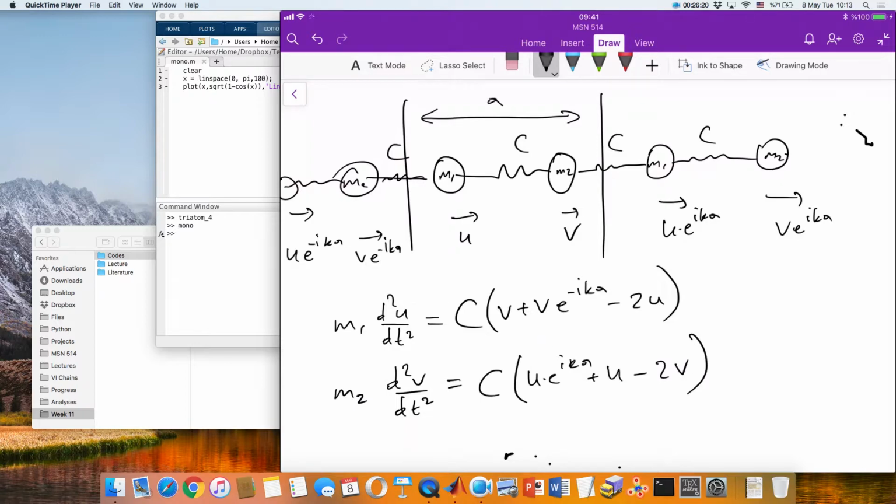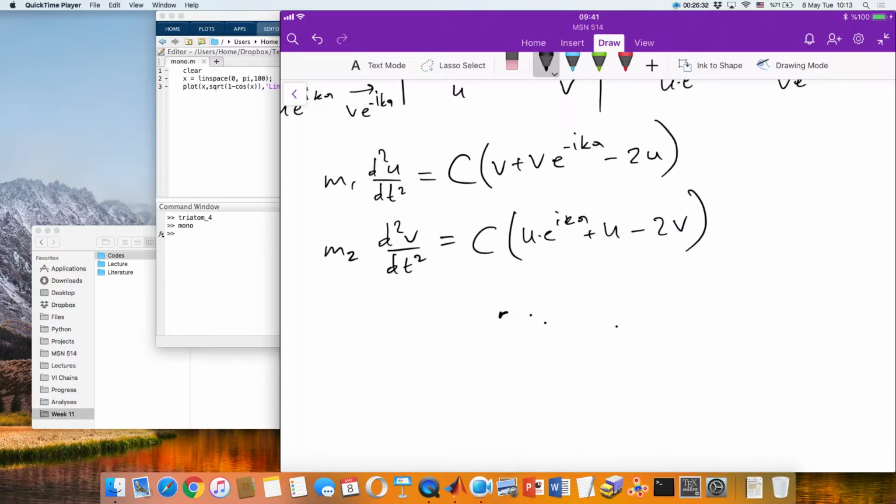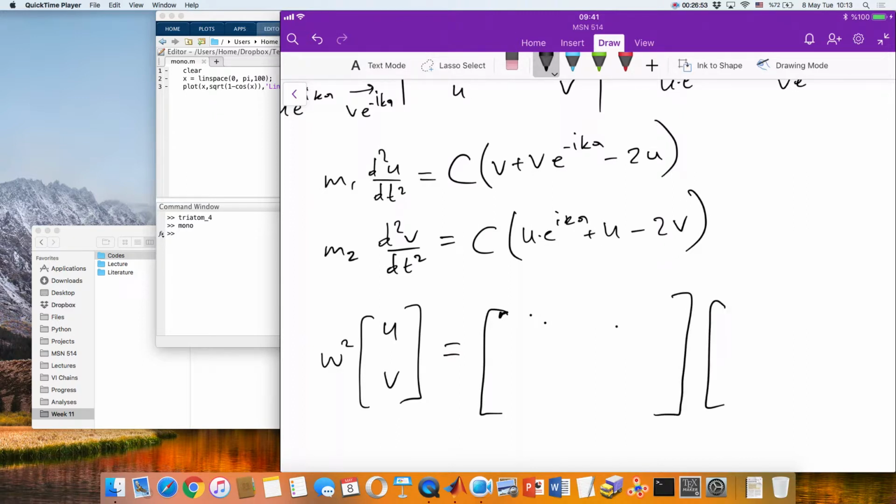Do you agree with this? Everyone? Yes? So again, there are some omegas that I keep forgetting adding, but never mind. So this equation can be turned into an eigenvalue equation, right? Do you see how? So you could have done omega squared uv is equal to something over here, uv, right?